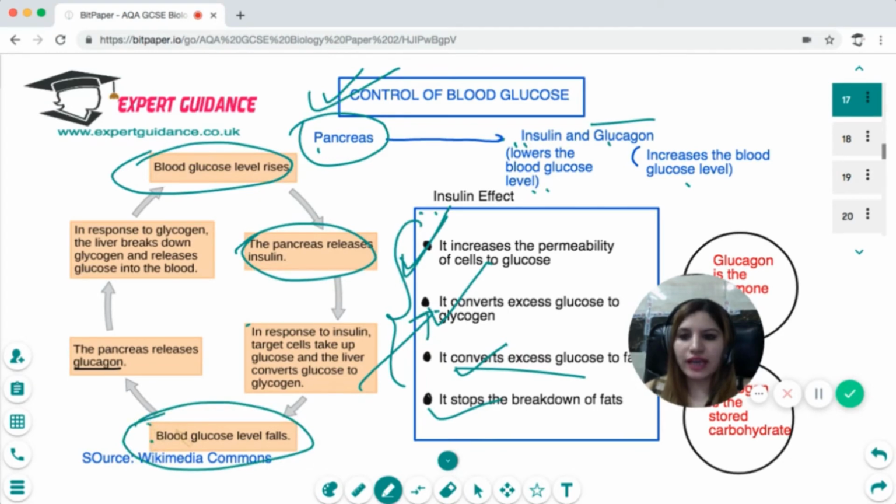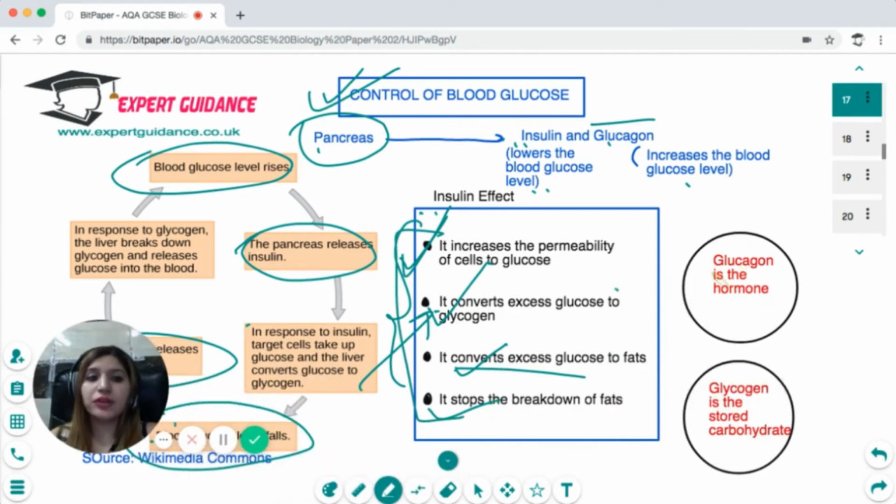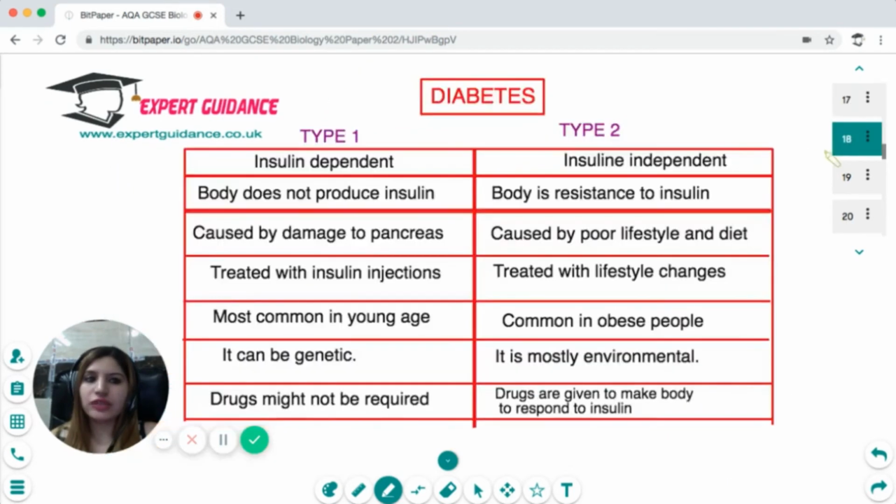On the other hand, if the blood glucose level is too low, then the pancreas releases glucagon, and the glucagon does all the things opposite to insulin. So you need to remember glucagon is the hormone which increases the blood glucose level, and glycogen is the stored carbohydrate which is made in the liver, where excess glucose is converted into glycogen.